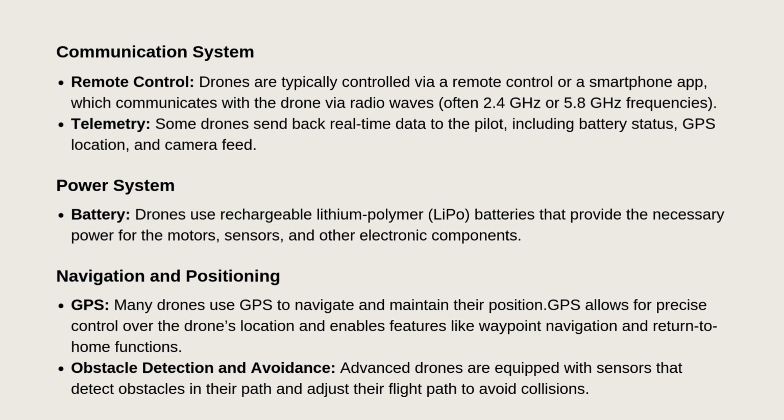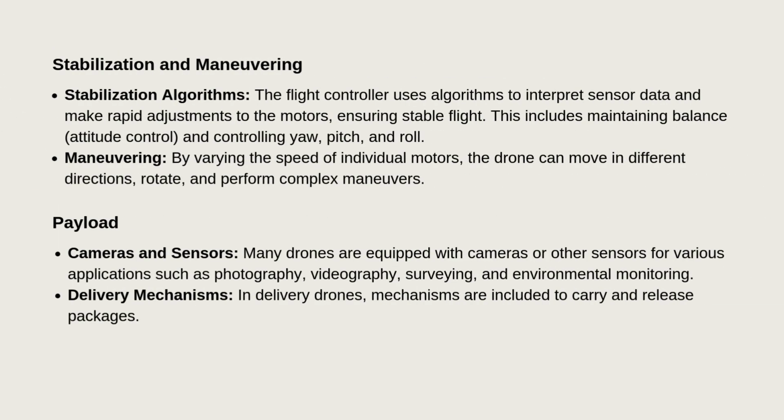Obstacle detection and avoidance. Advanced drones are equipped with sensors that detect obstacles in their path and adjust their flight path to avoid collisions. Stabilization and maneuvering. Stabilization algorithms. The flight controller uses algorithms to interpret sensor data and make rapid adjustments to the motors, ensuring stable flight. This includes maintaining balance, attitude control, and controlling yaw, pitch, and roll. Maneuvering. By varying the speed of individual motors, the drone can move in different directions, rotate, and perform complex maneuvers.